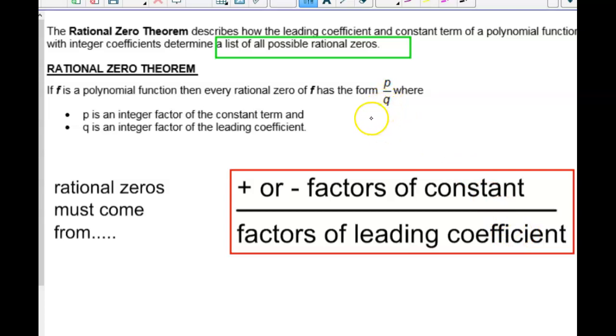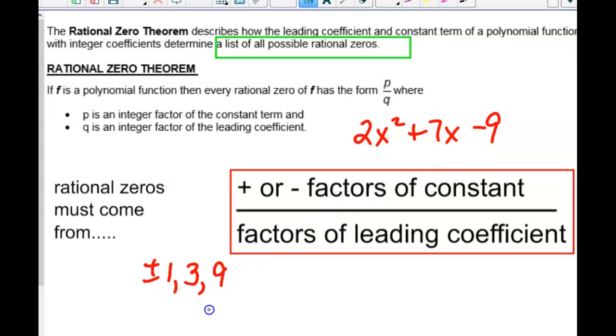All right, so if I had 2x squared plus 7x minus 9, where's the constant? The negative 9. And what are all the things that would divide evenly into negative 9? Plus or minus 1, 3, and 9, right? Plus or minus on each. And the leading coefficient is 2. And the only things that divide evenly into 2 are 1 and 2. And then you're going to have to write this out as a list, okay? 1, 3, and 9 all go over 1.